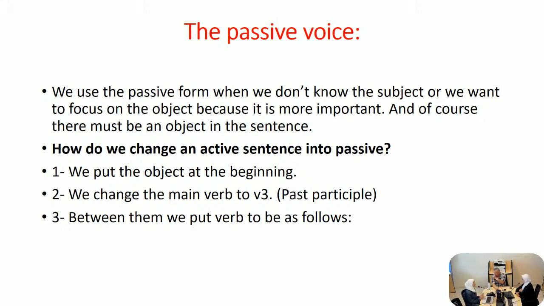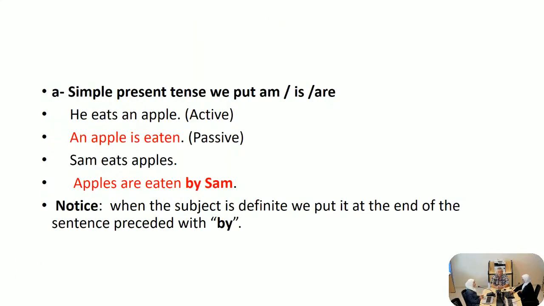First, we put the object at the beginning. Second, we change the main verb to verb 3, which is the past participle. And then between them, we put verb to be as follows. Next, Ms. Rawa. Ms. Safa. Simple present tense, we put is or are.